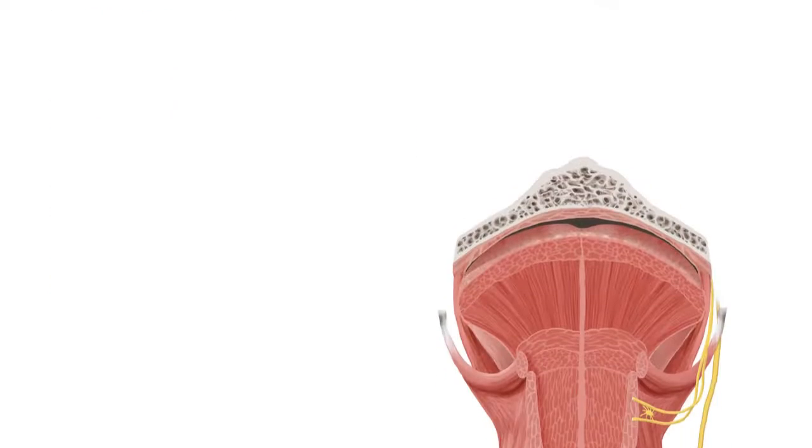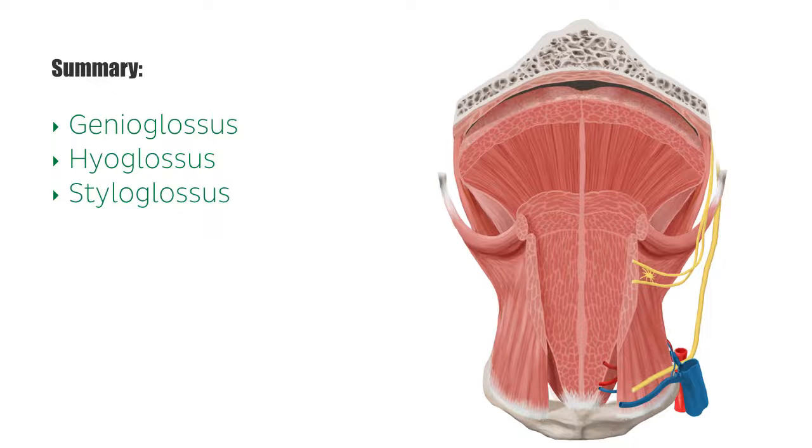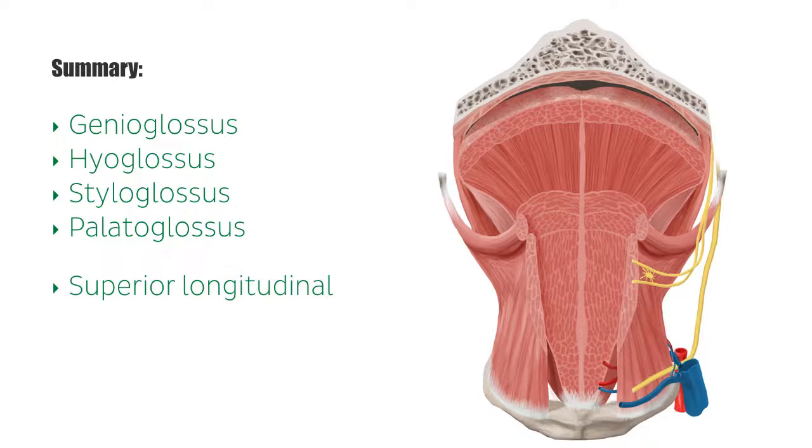So in summary, there are 8 pairs of muscles of the tongue located on either side of the median lingual sulcus. 4 of these muscles are extrinsic muscles which act to move the tongue. They are the genioglossus, the hyoglossus, the styloglossus, and the palatoglossus. In addition, there are 4 intrinsic muscles which act to change the shape of the tongue. These are the superior longitudinal muscle, the inferior longitudinal muscle, the vertical muscle, and the transverse muscle.